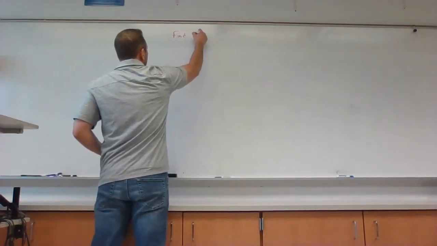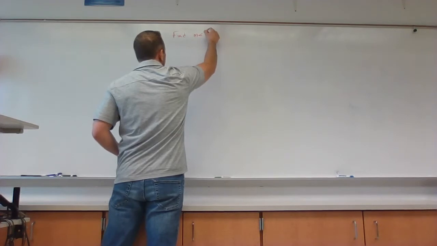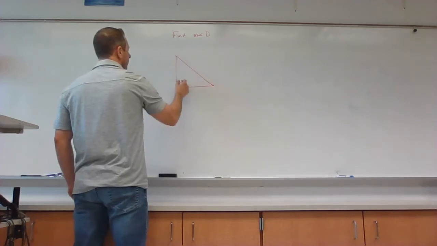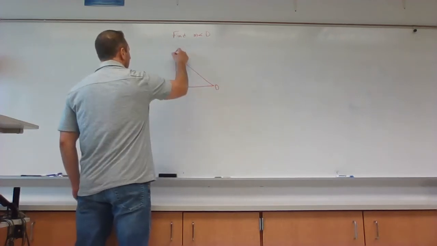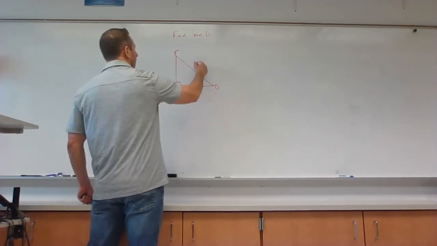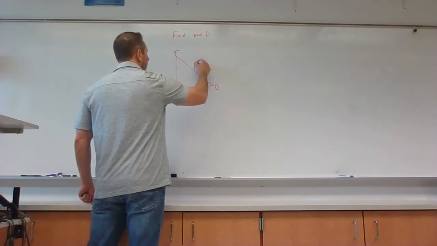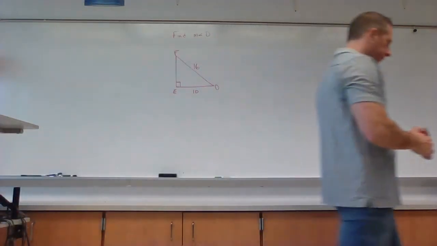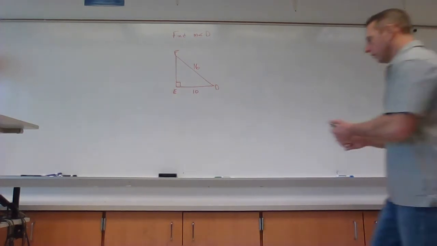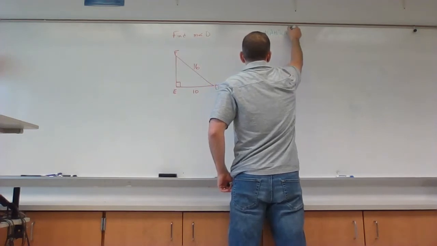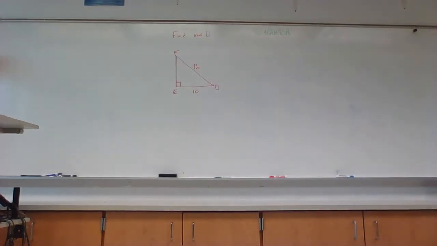Let's try it first. So I'm going to give you, let's do the same thing. Let's find the measure of angle, let's use some different letters, D, okay? So here's our triangle. D, E, F. This side is 10, and this side is 16. And we want to find the measure of angle D. Make sure you know how to spell it.